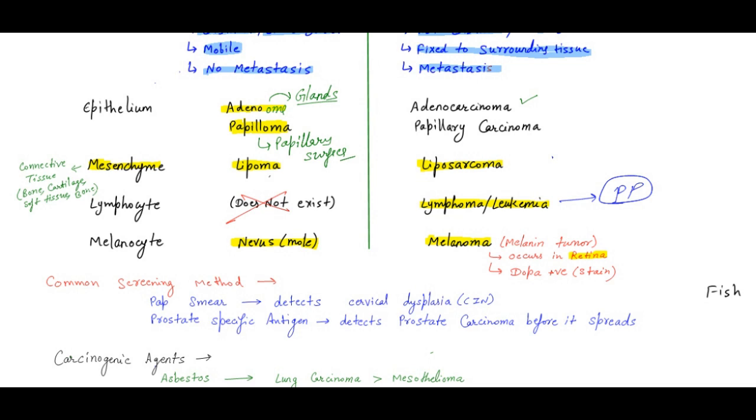Melanoma means, due to melanin pigment, more melanin pigment, a melanin tumor. It occurs in the retina, and is DOPA positive. What stain do we use for melanoma? DOPA positive stain. What about the PAS stain? That will be negative for melanoma.